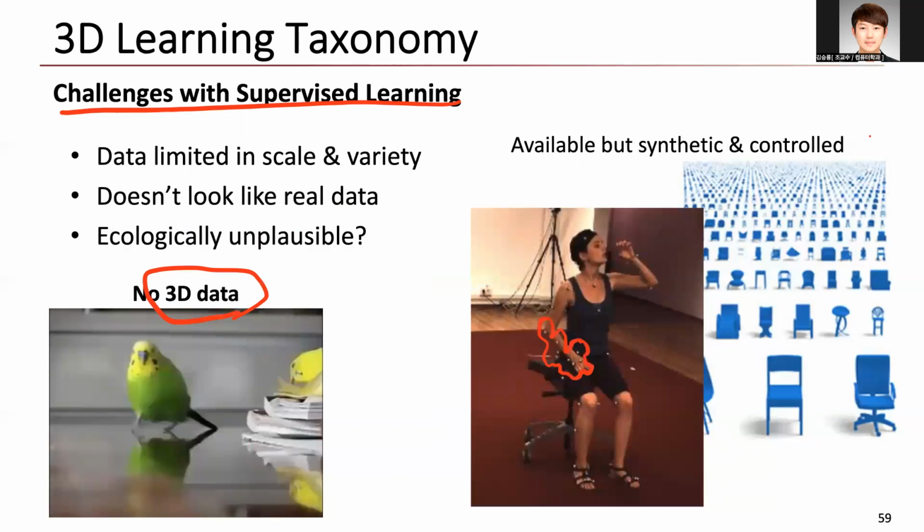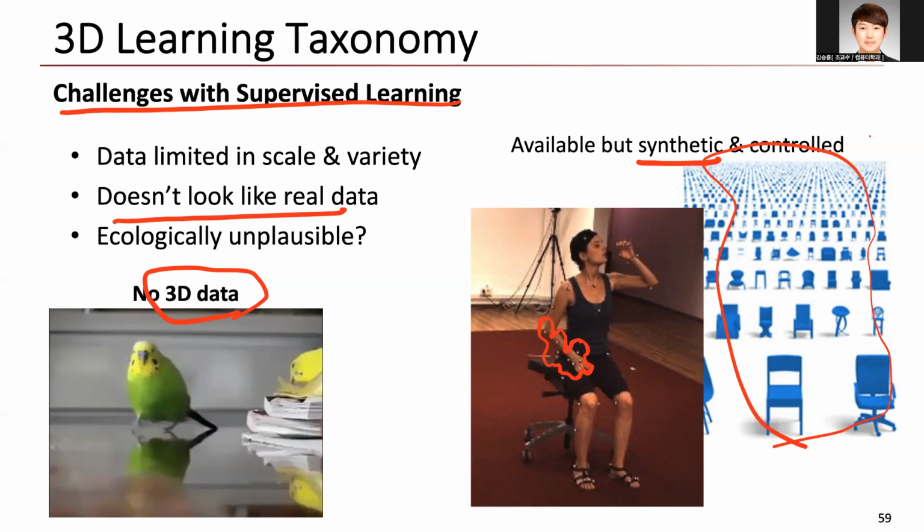Or so in many papers, they just use the synthetic data, rendered data. So it definitely stems from the domain gap, the real and synthetic domain gap. And this synthetic data does not look like real data, right? So ecologically implausible.